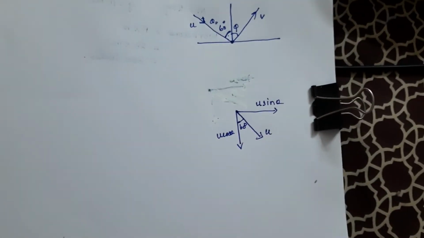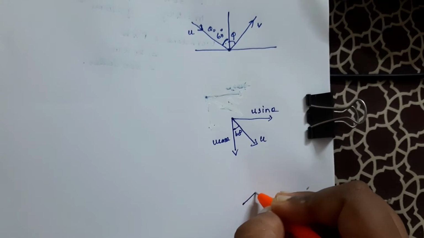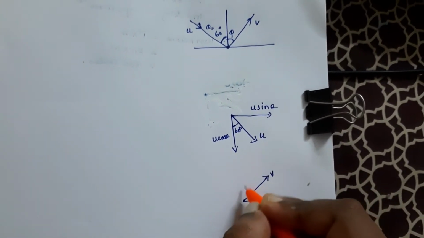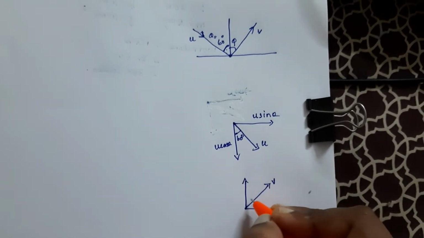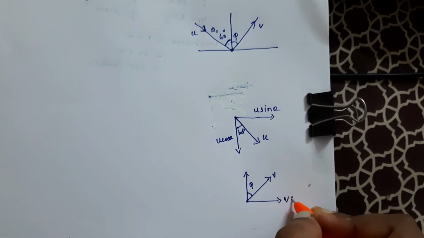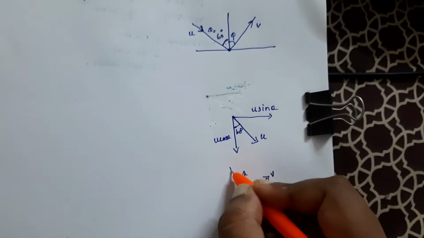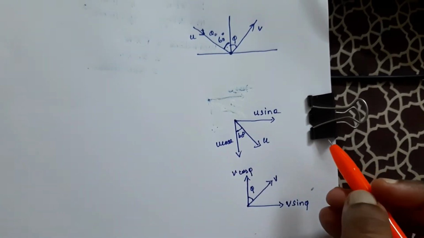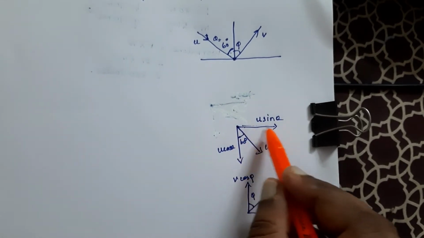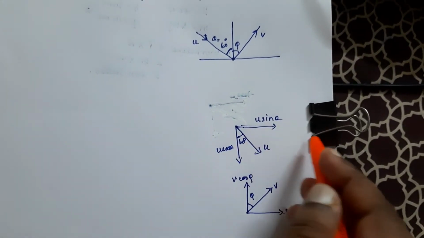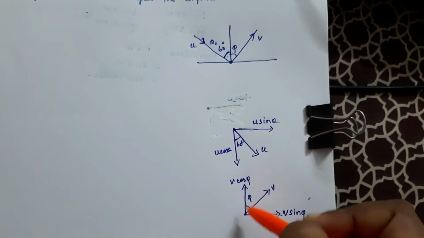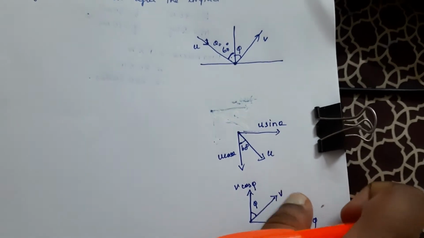Now the velocity after impact is in this direction. Here the velocity can be resolved into two components. This angle is phi. So this is resolved into v sin phi and v cos phi. Here these two velocities are in the same direction, that is, in the horizontal direction the velocities are same. But in the vertical direction the velocities are not same.